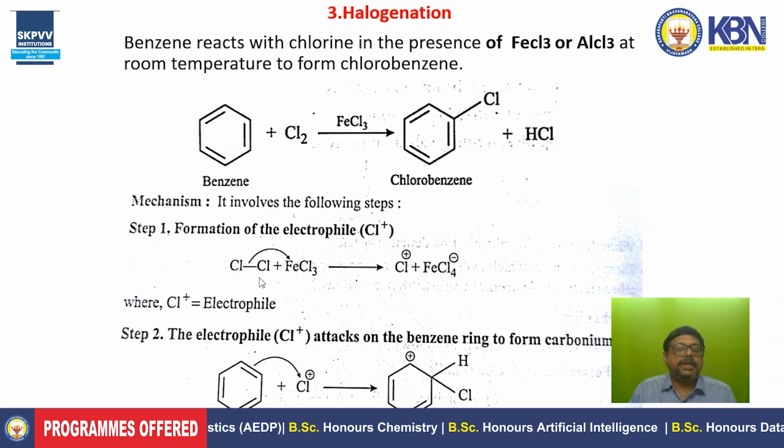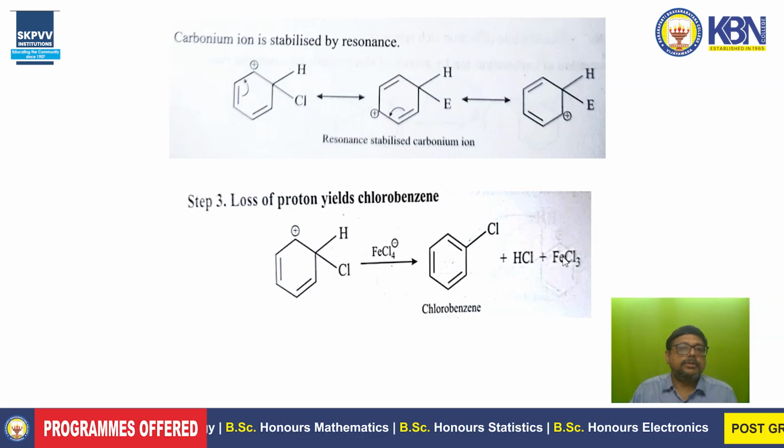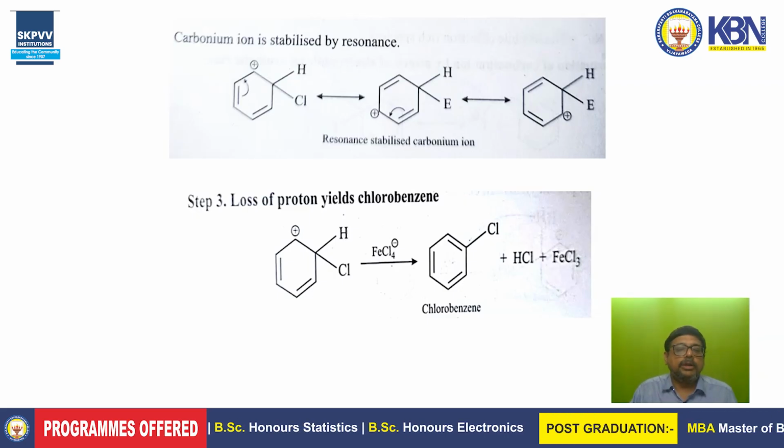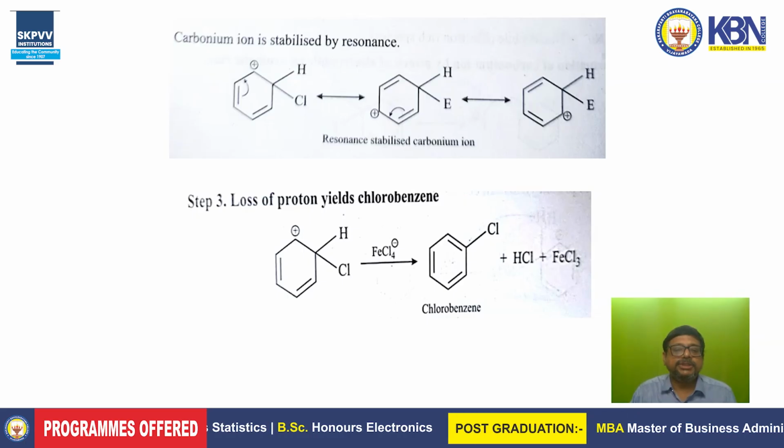In the first step, the reagent reacts with ferric chloride to give electrophile chloronium ion. Here Cl plus is electrophile. So the chloronium ion attacks on the benzene ring to form carbonium ion. In the third step, loss of proton yields chlorobenzene.